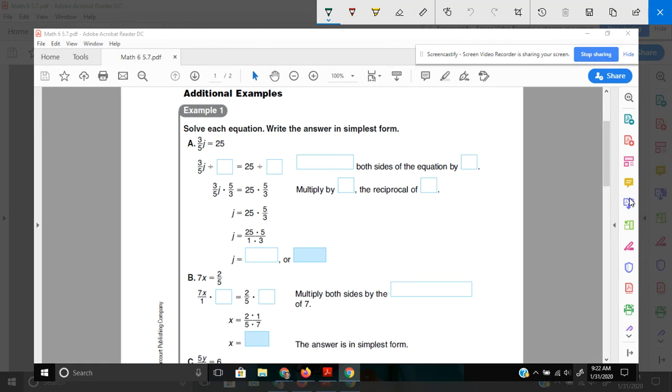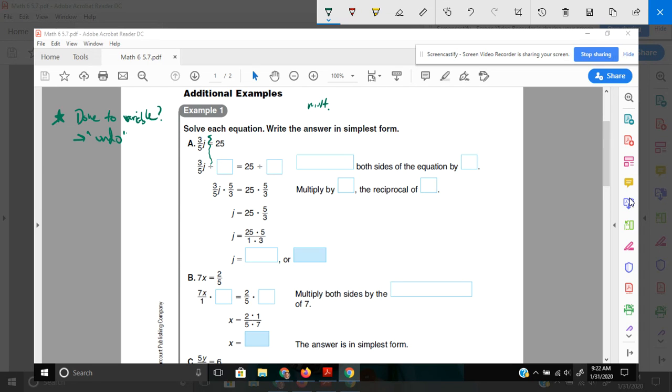All right, so just like in previous lessons where we're solving equations, we have to remember to ask ourselves that question: what is being done to my variable? And then how do I undo that? In this instance, the first equation, I have 3/5 j. Remember, when any number is smushed right up next to a variable, that implies multiplication. So we are multiplying in this first problem. That's what's being done to j. How do I undo that?